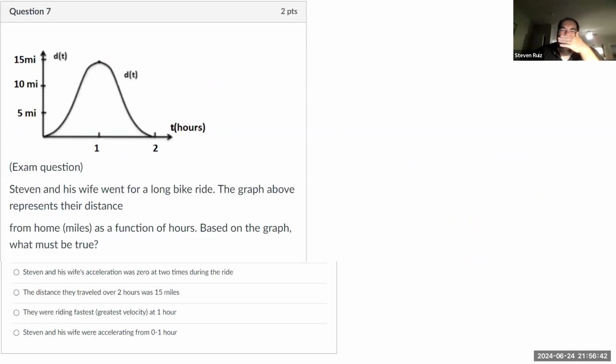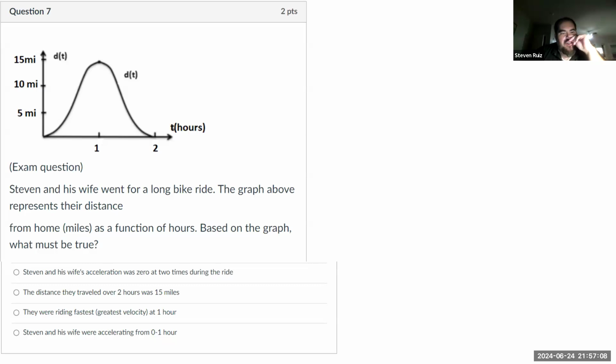All right, finally, I keep saying finally, there are 8 questions, second to last one. So Stephen and his wife go for a long bike ride. This graph represents their distance from home as a function of hours. So based on the graph, what must be true? Let's look at this choice by choice and see which ones fit.